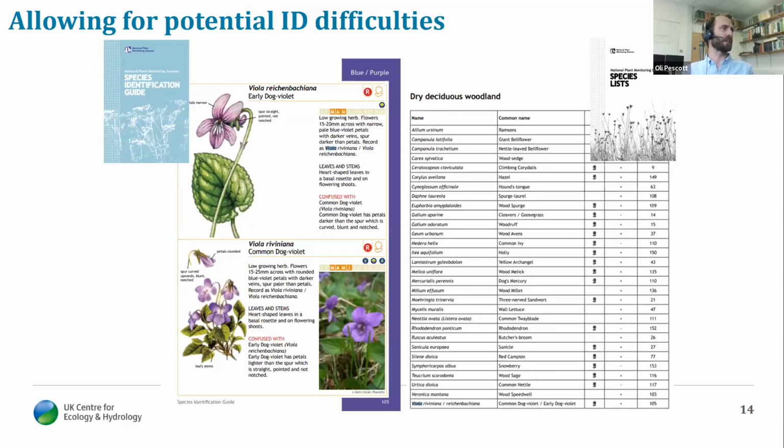We also sometimes included some aggregates at different levels. So with viola, you can record the aggregate of common and early dog violets if you're not sure how to separate them, or indeed you've got a hybrid population or something like that. So again, we're always trying to think about how the scheme can be made most accessible, whilst still making the data of ecological use when we come to interpret them.